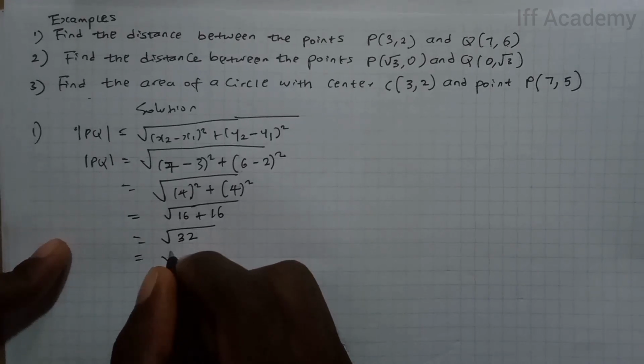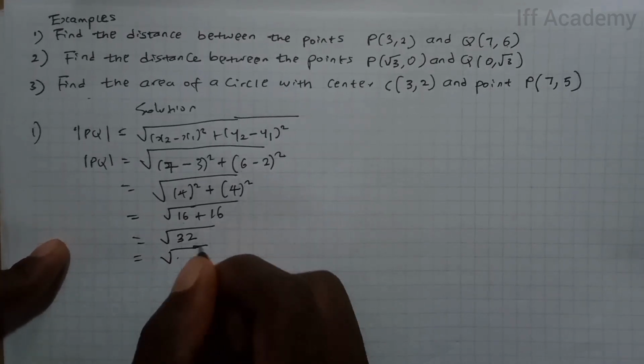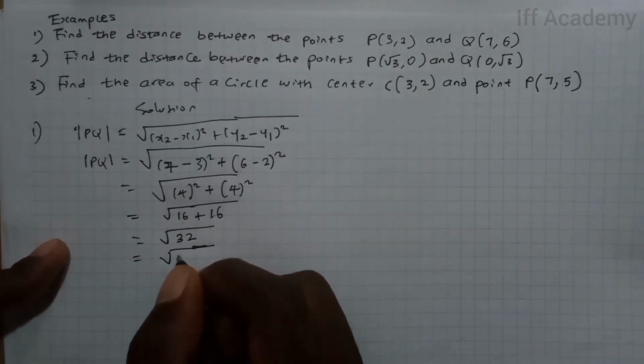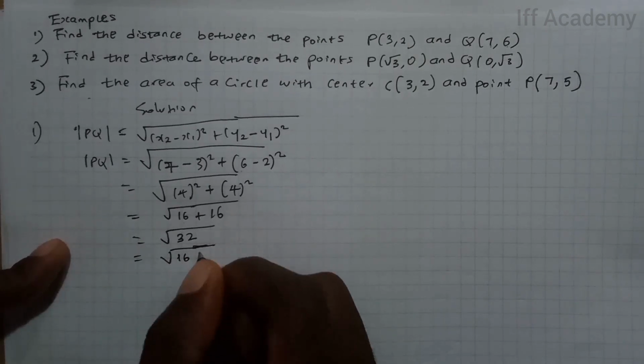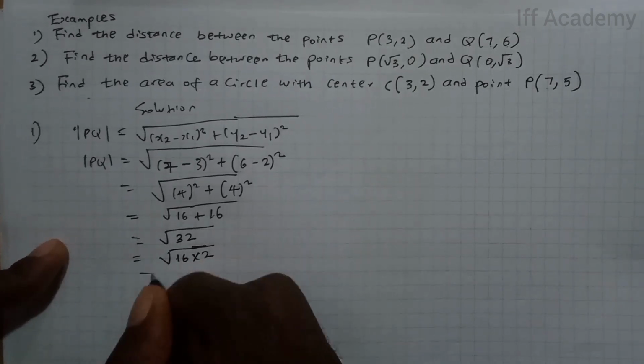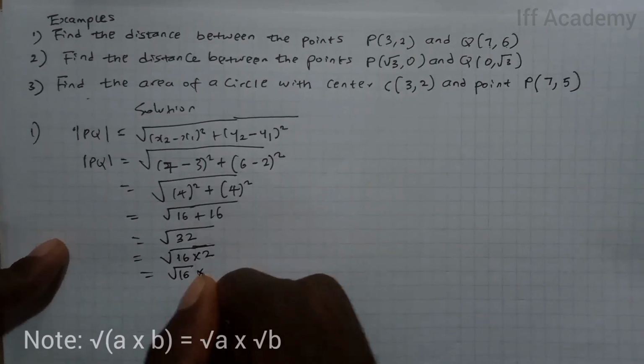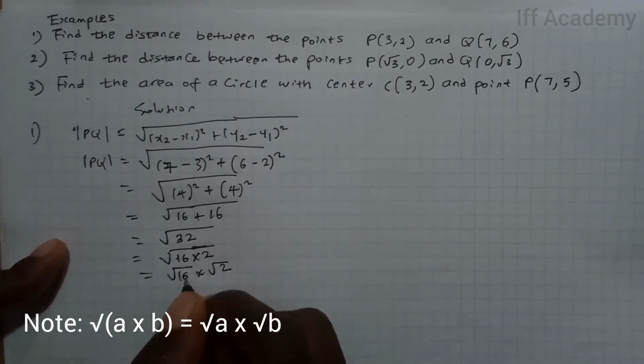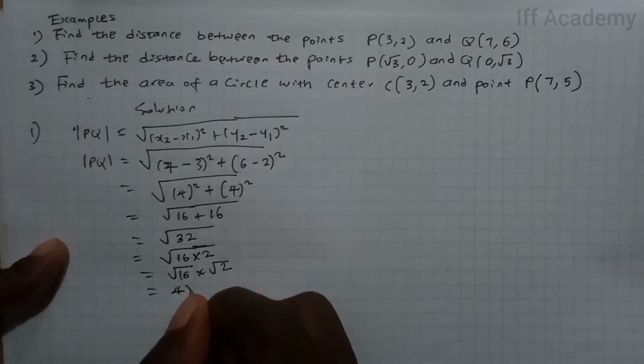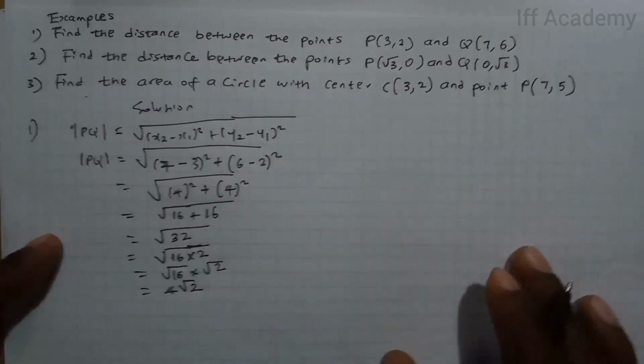You can still break down this 32. We can write 32 as, let's say, 16 times 2, right? So this becomes root 16 times root 2. The square root of 16 is 4, so this is 4 root 2, right?